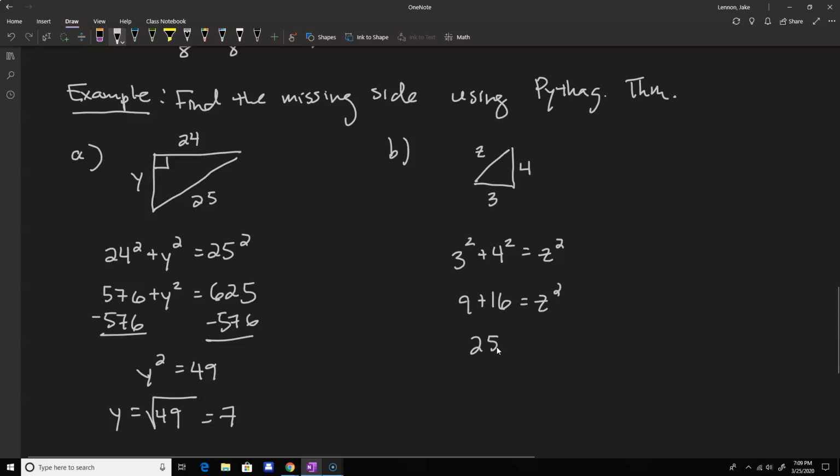So we have 25 equals z squared. Take the square root. So the square root of 25 is the value of z, which happens to be 5. So your answer for part B here is 5. So if you have three integral numbers where the squares of the legs add up to the square of the hypotenuse, these are what are known as Pythagorean triplets.